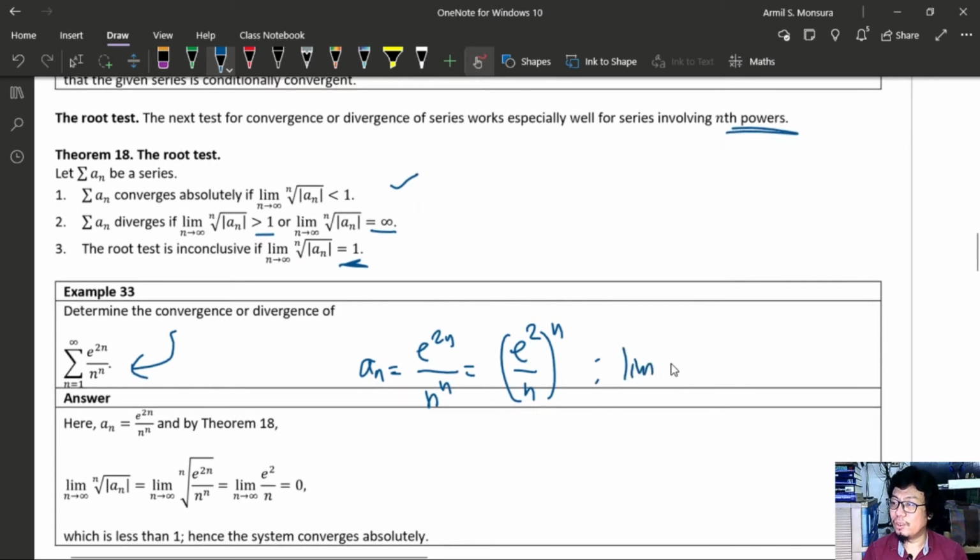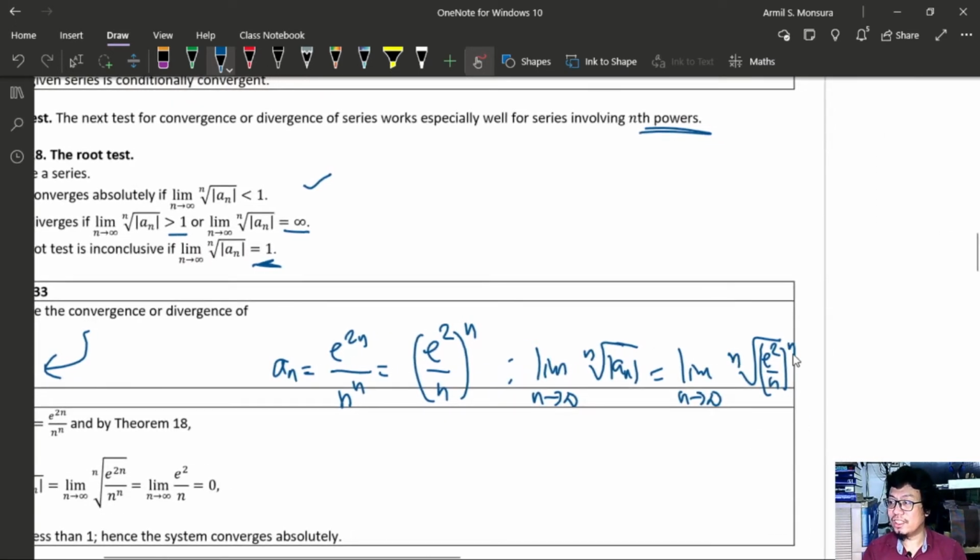So we evaluate the limit of the nth root of the positive n term as n approaches infinity. So we have the limit of the nth root of e squared over n raised to n, as n approaches infinity, which, as you can notice, this nth root and this raised to n would actually cancel themselves out.